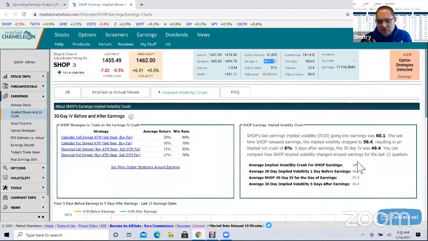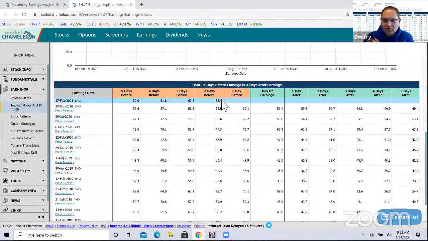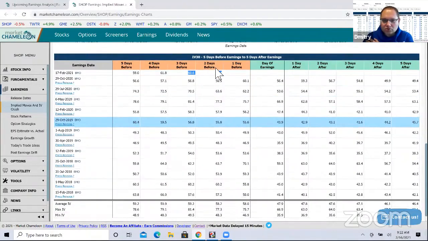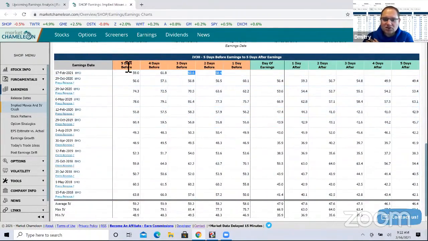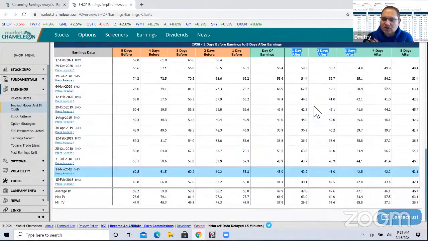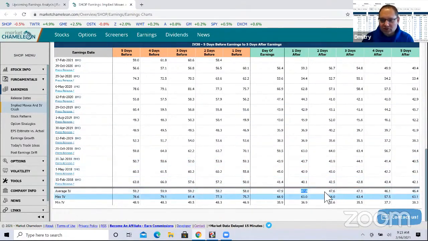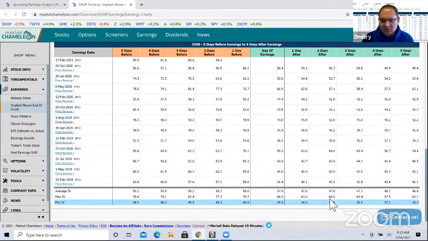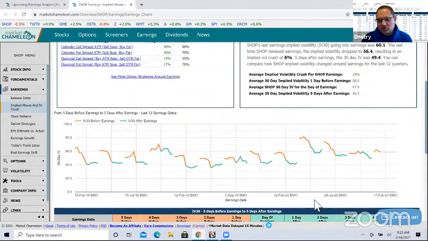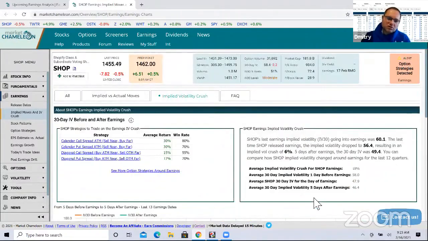All right. And if you come down here, here are the historical snapshots of the implied volatility heading into earnings, day of earnings, and how the implied volatility behaved up to 5 days after earnings. And you could see here the averages, the max and the min. So that's really quickly from looking at the straddle and the implied volatility.